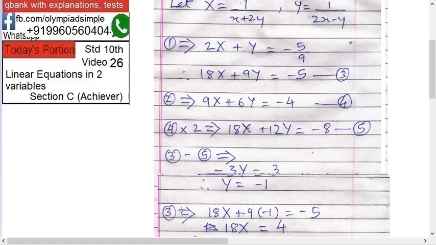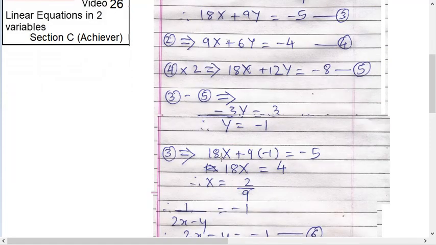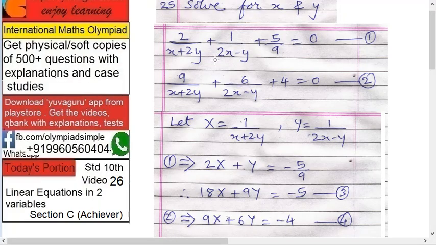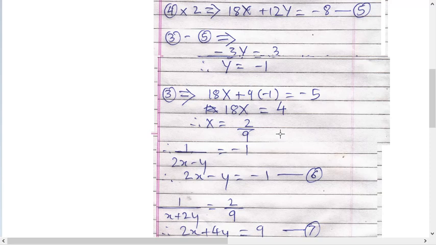Now put this in 3, you get what? 18X plus 9 into minus 1 equals minus 5. Therefore 18X equals 4, X equals 2 by 9. Now we got capital X and capital Y. But what is capital X and what is capital Y? We have seen, we have put it over here. So put the real values now.